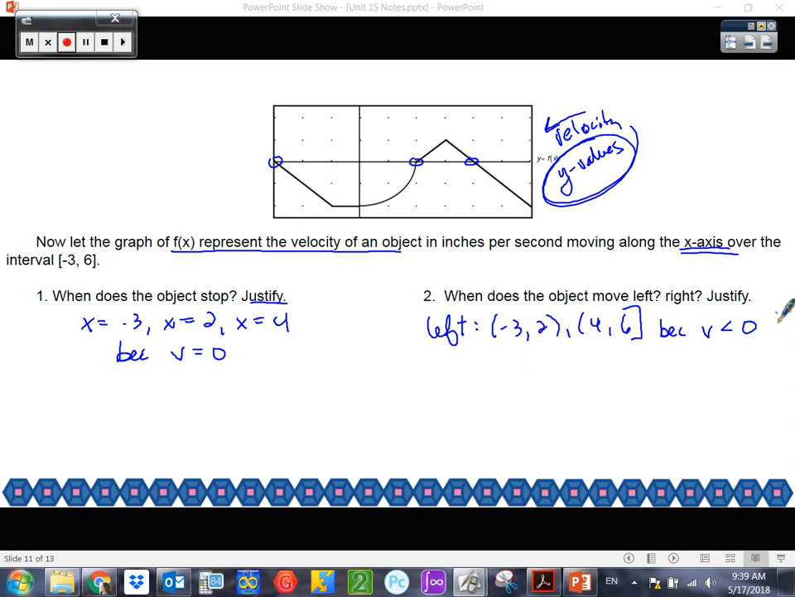Great. So we're moving right when we're above the x-axis. We're above the x-axis from 2 to 4, and that's because velocity is greater than 0. Okay, those are our justifications. Okay, how are we with that? Is everybody okay?